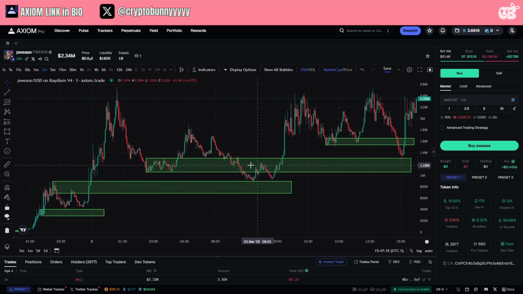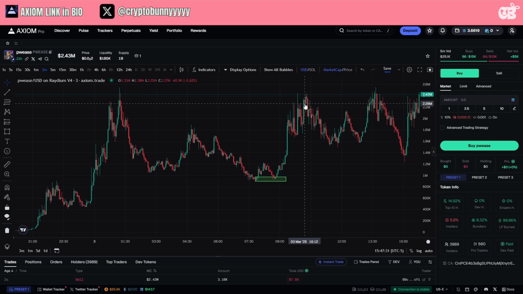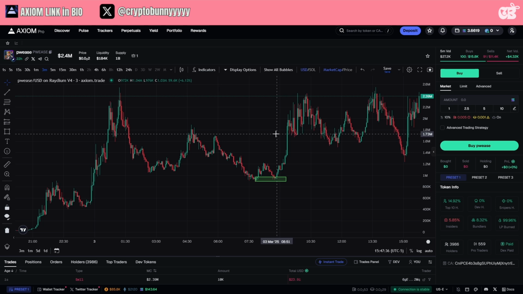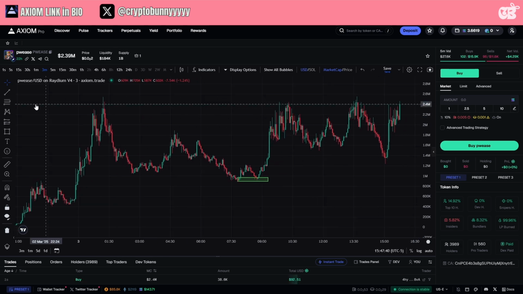Identifying areas of support, like right here, right? We made this low right here, right? What happens? We pump a little, we come back into the support where we bounced through originally, and then we pump. So these support levels are very, very key and will help you to identify these trades.